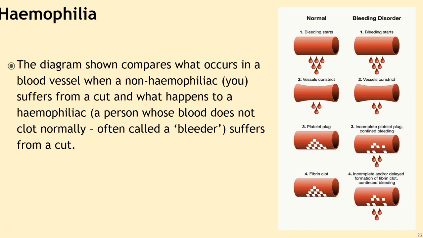So as we said, this can occur in diseases such as hemophilia. So hemophilia is a blood disorder where blood doesn't clot properly. So normally what happens is we start to bleed, the vessels constrict, platelets form a plug, and then we get a clotting factor forming, which stops us from bleeding. If you have a bleeding disorder, bleeding can start, the vessels will constrict, but the platelet plug isn't finished and the clot doesn't form. So the person can continue to bleed, which is quite dangerous.